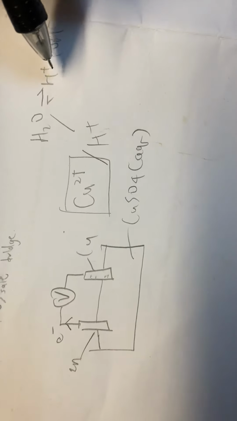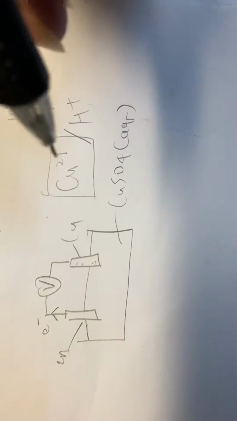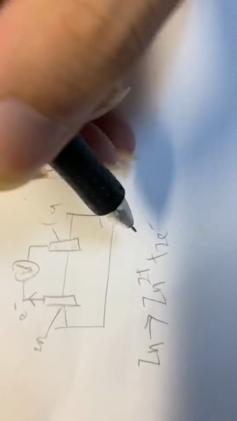It's because copper metal cannot react with acid. It means that copper(II) ion is a stronger oxidizing agent than H+, so there will be no reaction between copper metal and hydrogen ion. After you know this result, you can immediately write down two equations. Zinc will preferentially lose its electrons, becoming zinc 2+ and 2 electrons.